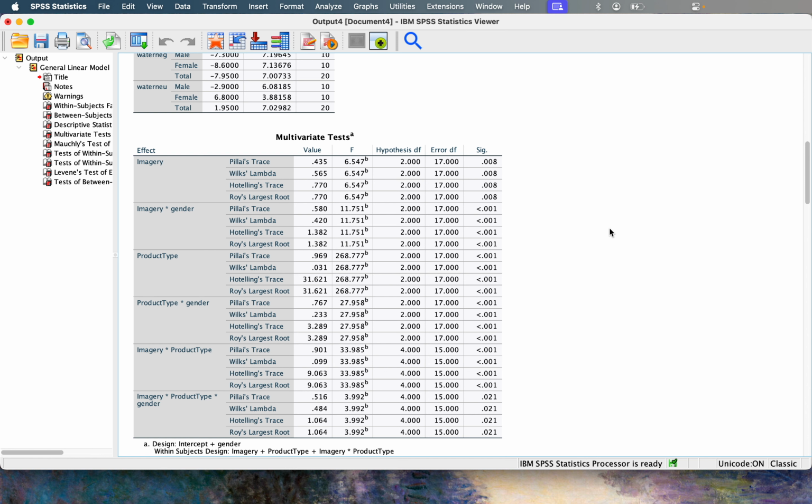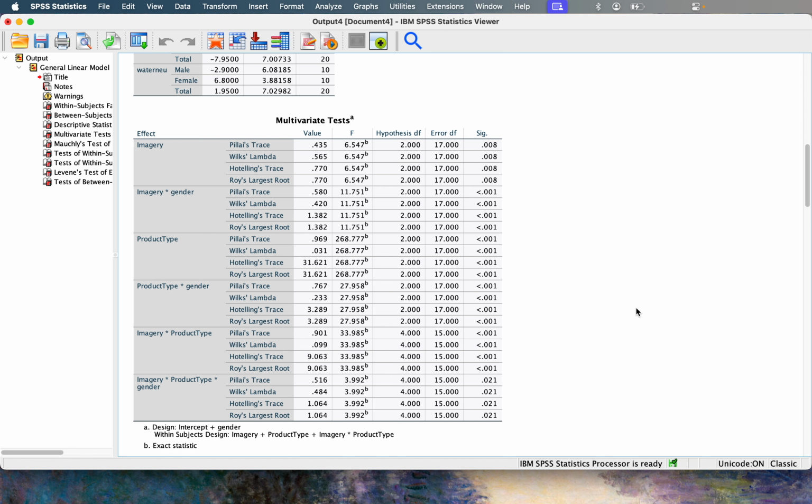So then we get down to product type. Product type here is showing a strong, significant main effect. This will tell us that beverage type had a great impact on ratings. Also, here we have a significant interaction between product type and gender. This is suggesting that gender influenced how product types were rated, I guess.